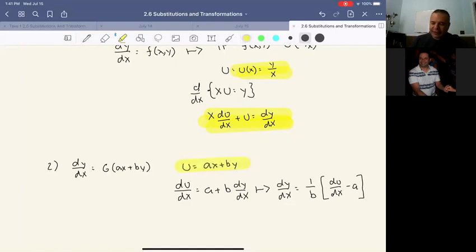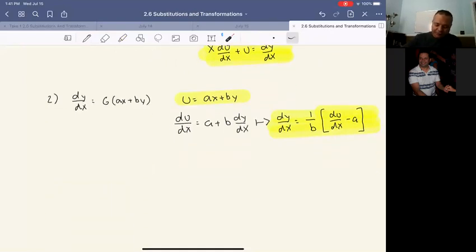So that'll be the transformation that we're dealing with: u is ax plus by, and dy/dx as above. Now, I'm writing these down, but I don't really think it's worthwhile memorizing. You'll know what the substitution is, and based on the substitution, you can easily find what the new derivative is. It shouldn't be too crazy difficult.